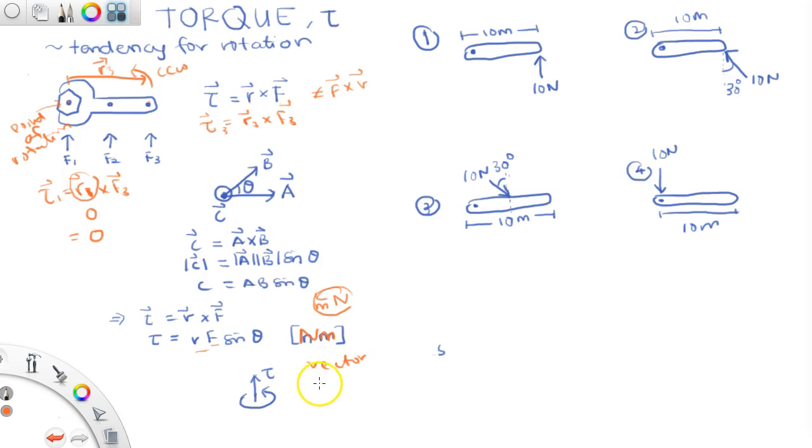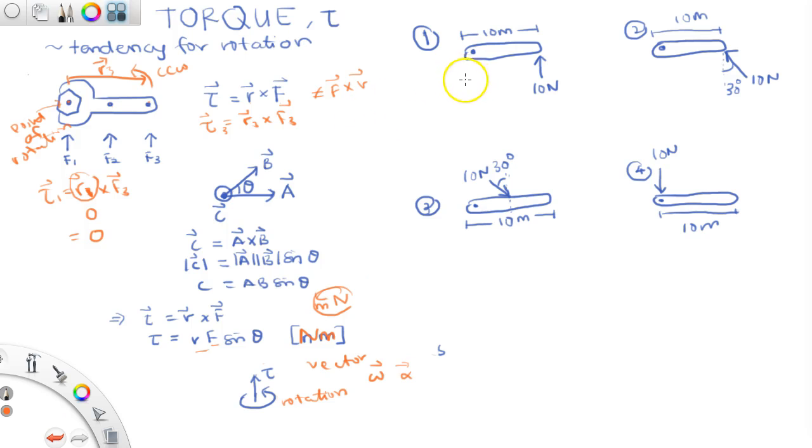So how do we determine the vector, the direction of the torque? By using your right hand rule. The four fingers of your right hand give the rotation direction, and your thumb gives the direction of the torque. This is similar to determining the direction of the omega vector, the angular velocity, in the previous chapters.